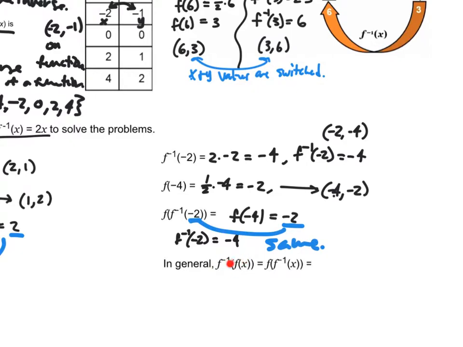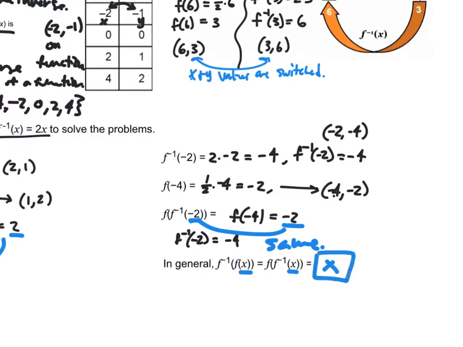If you were to take the composite function, take f inverse of f of x, we know that that's going to be the same thing as f of f inverse of x. And as a result, when you do that, look at what your input is on both of those, and the value that you get is x.